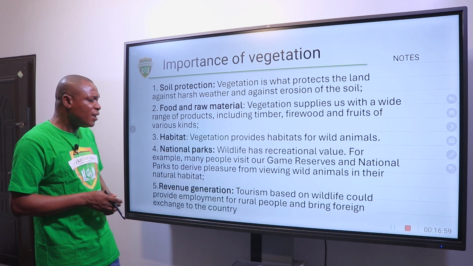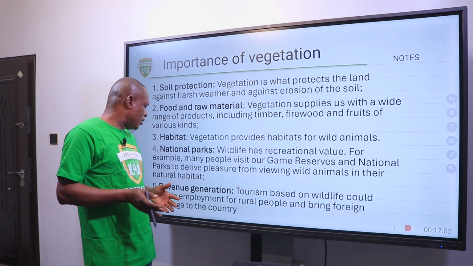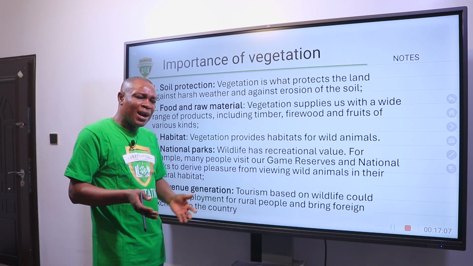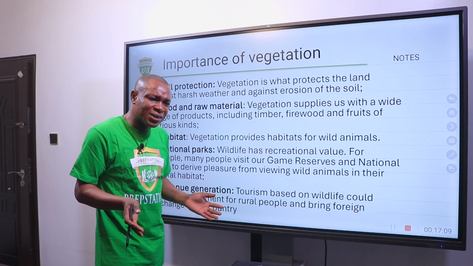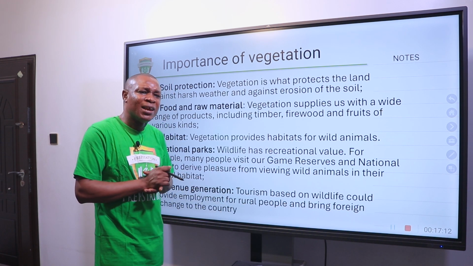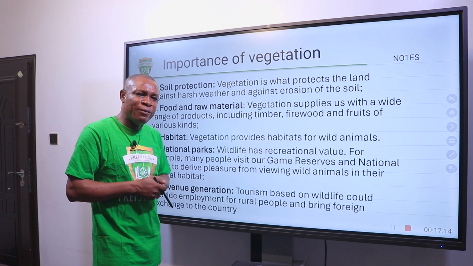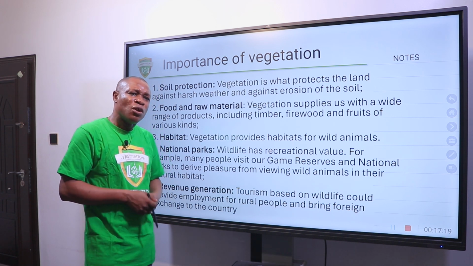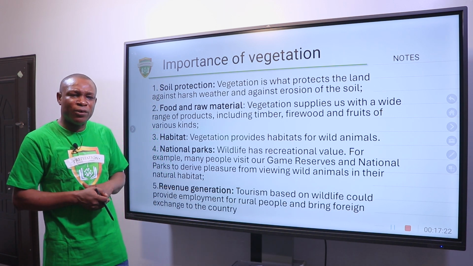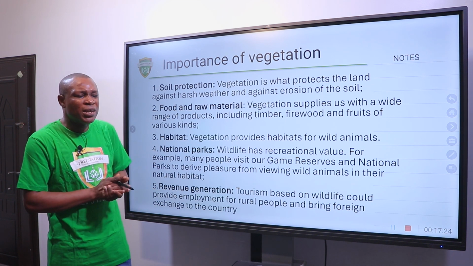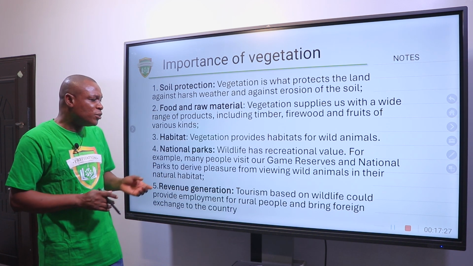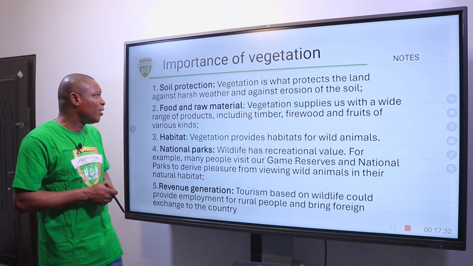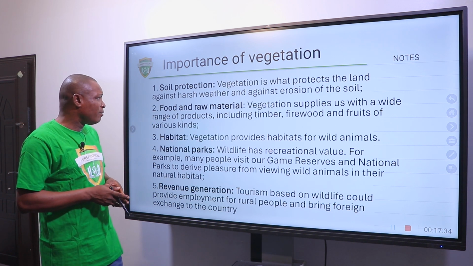Revenue generation. We have what we call ecotourism, where tourists will go and see how these vegetations thrive in their natural ecosystem or the natural environment. People will go and see the tropical rainforest, what is happening in the tropical rainforest, what kind of species of animals you have in a tropical rainforest. So tourism is one of the importance of the vegetation.